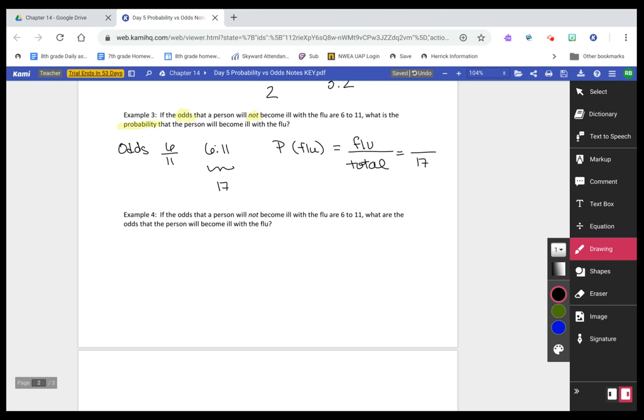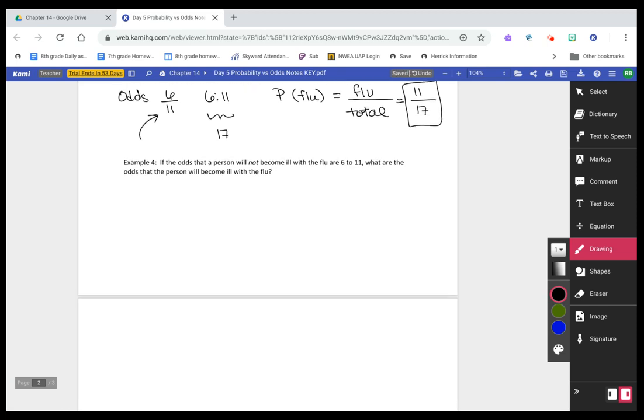Now, they gave us the odds that a person will not have the flu. Therefore, the person getting the flu would be the 11. So the probability of getting the flu would be 11 over 17.